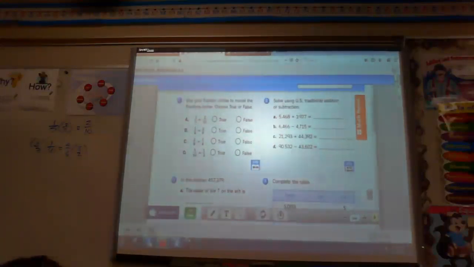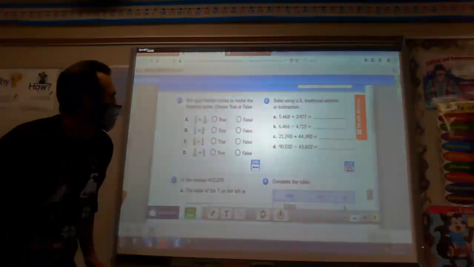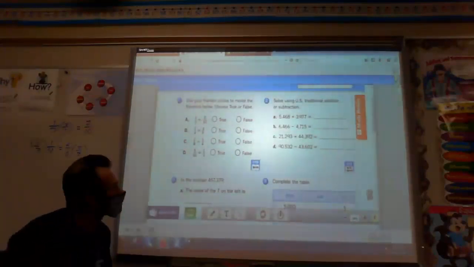But some of you don't like to write things down. You just like to do them in your head. And guess what? It's not wrong. It's harder to do. You guys understand how to do that? You're also going to probably need to think about that for letter D. Solving using traditional addition and subtraction.